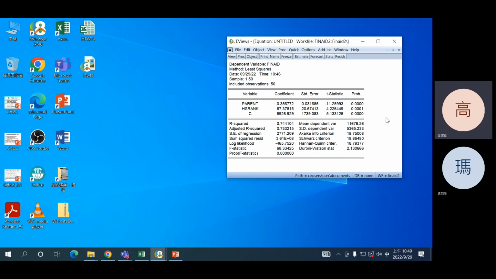And actually, we're not really worried about just $1, right? So you can say that if the parents are willing to pay $1,000 more, although our original data is in dollars, then the financial aid will decrease by $356. That's all.